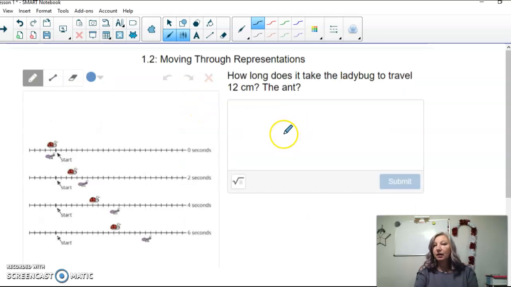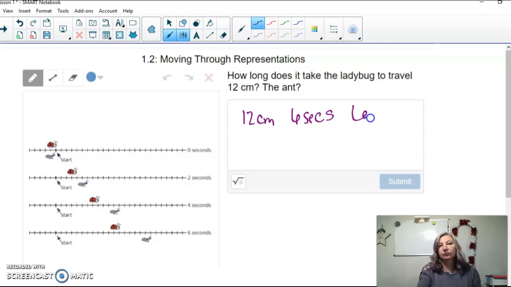It says, how long does it take the ladybug to travel 12 centimeters? The ant? Pause me for just a moment. See if you can figure out or remember by going back and looking at your previous diagram. If you said it took 12 centimeters and 6 seconds for the ladybug, you would be correct. And if you also said that 12 centimeters for the ant was done in 4 seconds, you would be correct. And that is for the ant.